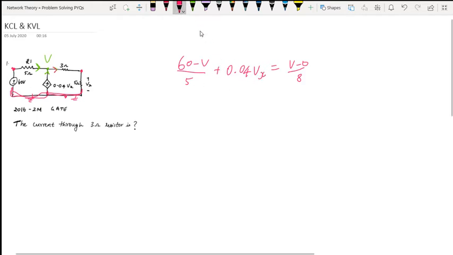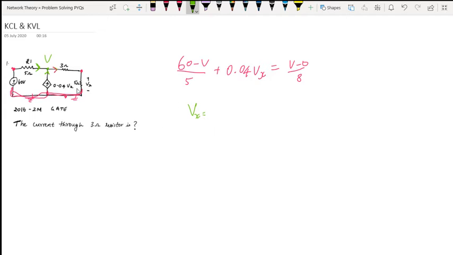So to eliminate this Vx, I need to find what is Vx. Vx is the drop across 5 ohm resistor. Whenever you have dependent sources, it could be a voltage source or a current source, the variable present in the dependent source will be found elsewhere in the circuit. In this case, Vx is found across 5 ohm. Okay, it's a drop across 5 ohm resistor.